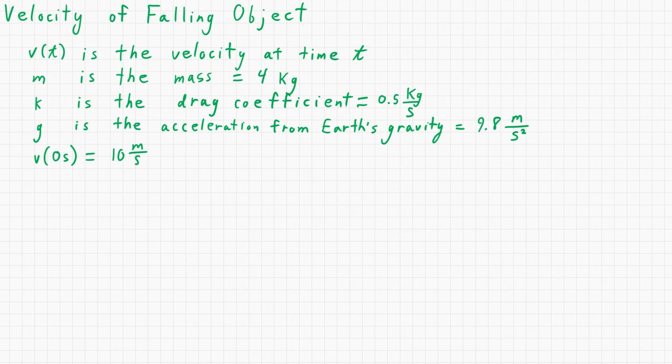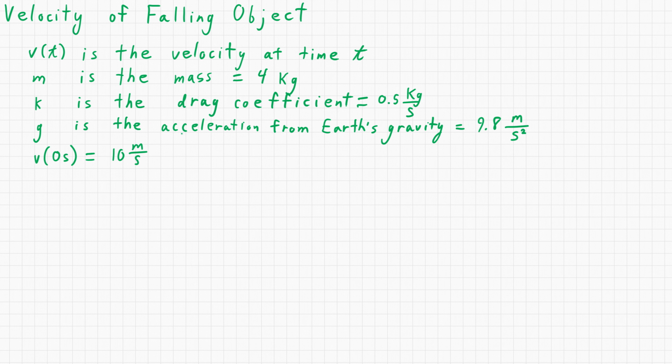All right, so for this problem, we have v of t, v for velocity. This is how I draw my t's. They don't look like pluses. It's cursive. It's the velocity at time t. We've got m, the mass, which is going to be 4 kilograms in this example. We've got k, the drag coefficient, which is going to be 0.5 kilograms per second. The reason it has such weird units of measure is because it has to agree throughout the entire equation.